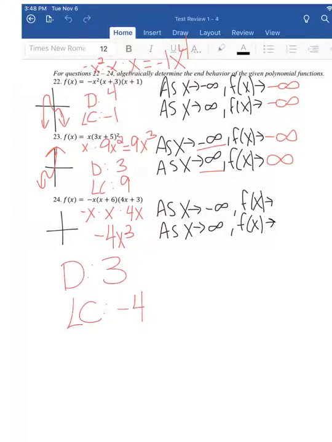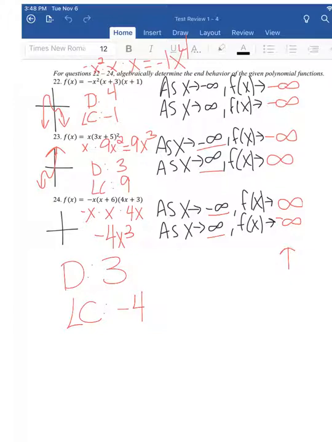So because my degree is 3, I'm going to have opposite end behaviors here. And then because it's a negative 4, it's going to come the opposite way from where it comes from. Okay, it's going to go the opposite way of where it's coming. So as x approaches negative infinity, f of x is going to approach positive infinity. Then as x approaches positive infinity, f of x is going to approach negative infinity.